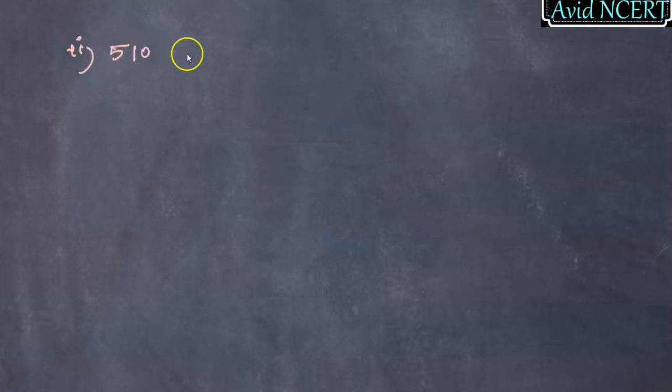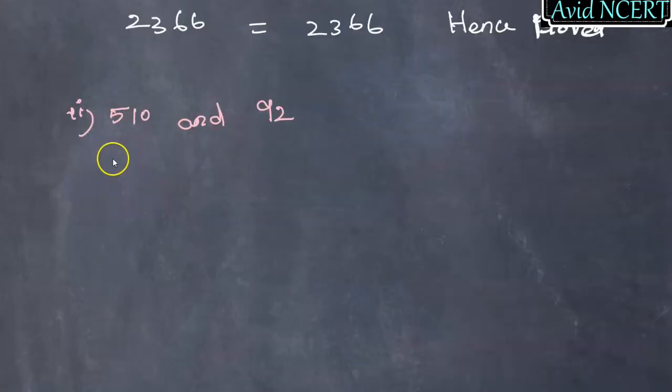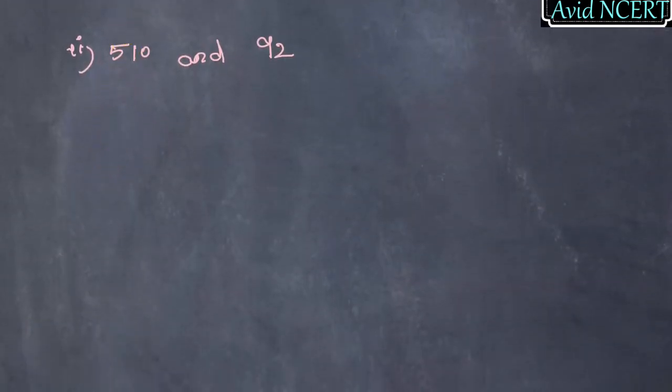Let's try the next pair, 510 and 92. A similar type. So let's start with 510. Let's first find the LCM.